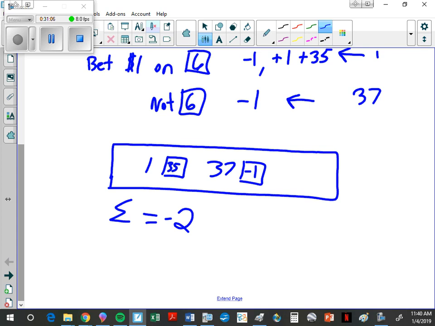Okay? What is the average of the box? Well, it's -2 divided by 38, which happens to be -0.052. What does that mean? You lose 5 cents per play. Now, that's impossible on one particular game, but in the long run, you will lose 5 cents per play. All right, let's play a different game.